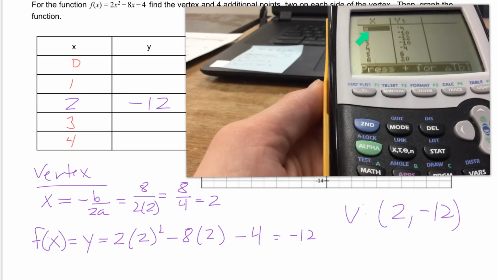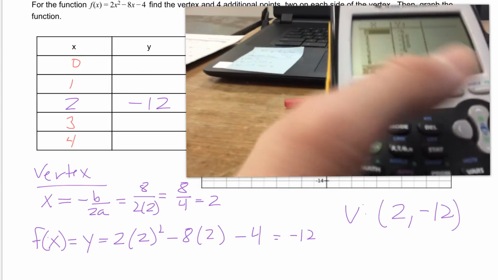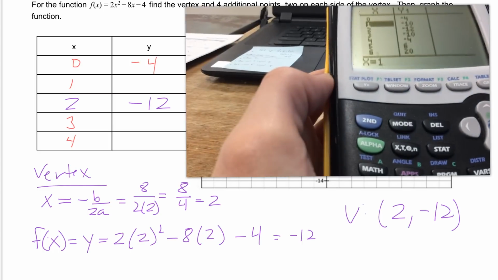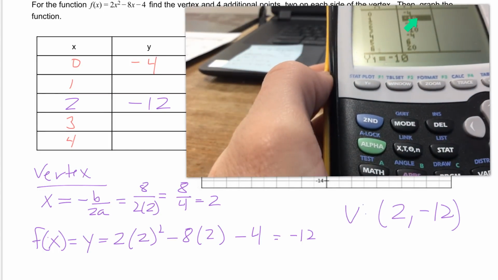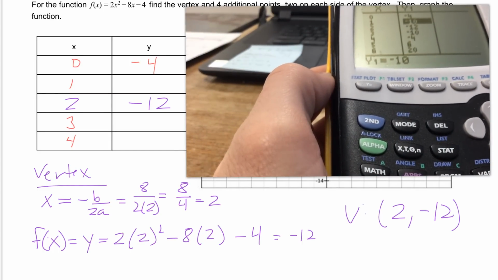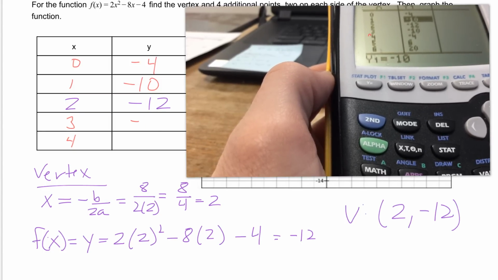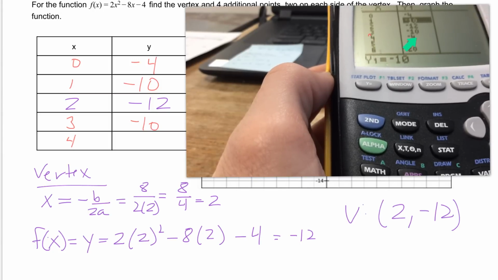So if I have x is 0, which is my first one I want here, the y value is the one right next to it, which is -4. So then I can go ahead and put -4 in for y. Then if I look at 1 and I go to the right, I get a y value of -10. So I can put -10. And then scrolling down, I have 2 and -12, which verifies that my vertex is correct. Then I have 3 and -10, and I have 4 and -4. And I can fill those in my table.